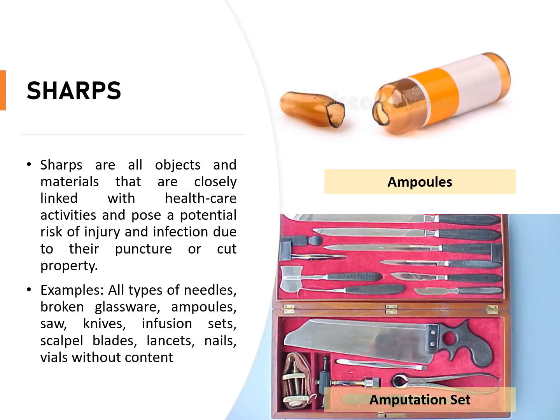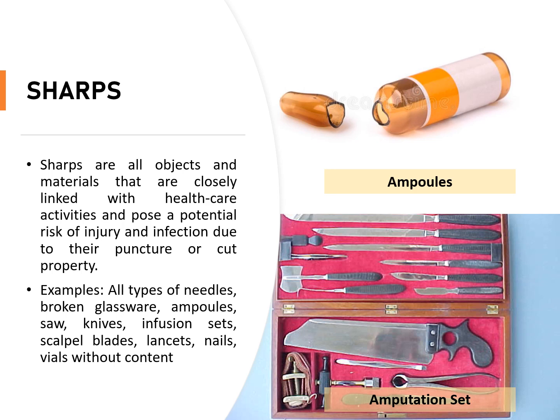The next type of healthcare waste is very familiar to all of us, the sharps. So sharps are all objects and materials that are closely linked with healthcare activities and pose a potential risk of injury and infection due to their puncture or cut property. For this reason, sharps are considered as one of the most hazardous wastes generated in the healthcare facility and must be managed with utmost care. So, of course, our examples for sharps are the following. We have all types of needles, all types of hypodermic needles. We have broken glasswares, ampules, saw, knives, infusion sets, scalpel, blades, lancets, nails, and even vials without content.